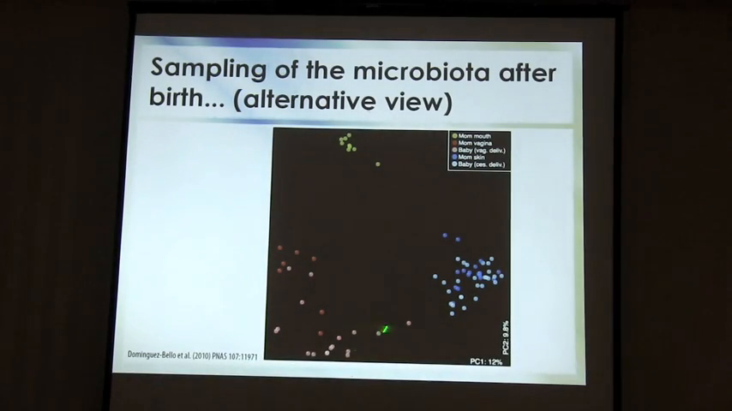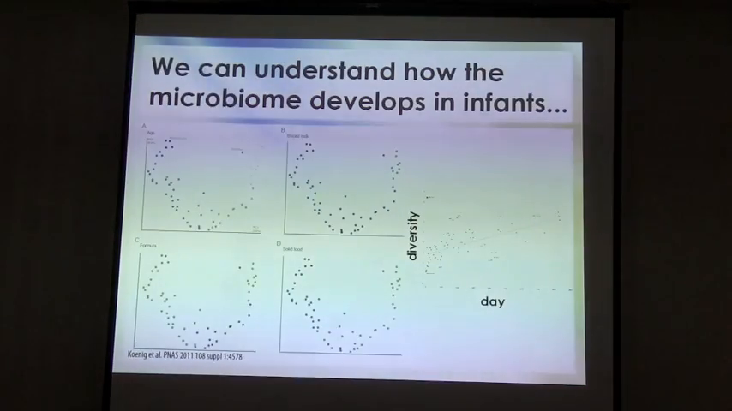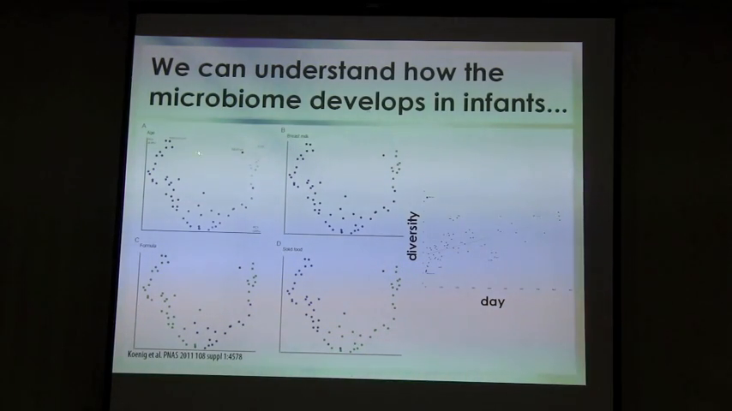And here's another view of the same data, with all of the body habitats from all the vaginally delivered babies clustering with the vaginal samples. And then over here, in light blue, all the body habitats from all the C-section babies clustering together with all of the skin samples from the mothers, and then the oral habitats are very different. Then we can also do things like look at development over time.